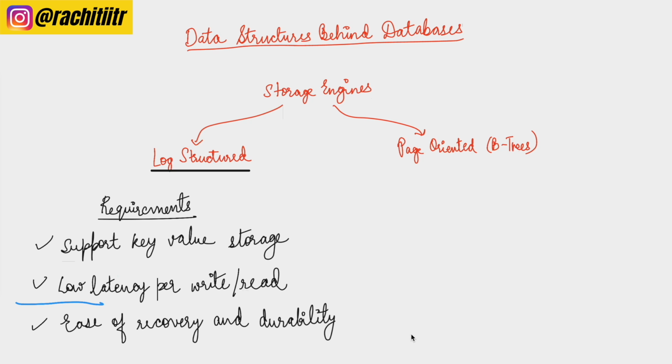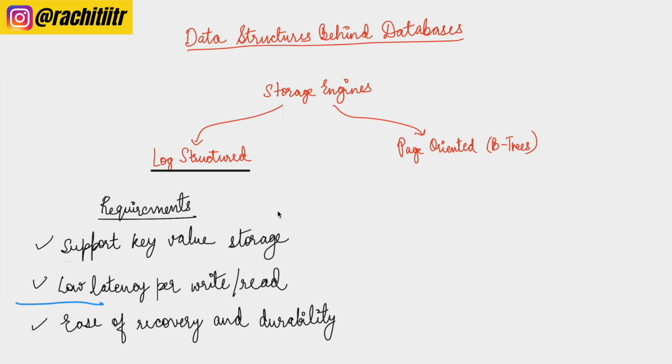And typically there are two types of storage engines. One is log structured based, other ones are page oriented based, which are based on B trees. We'll come to the second part later. Today we want to do something easy, but we will see how much of designing it takes to design something as simple as a simple key value storage. So these are the requirements.